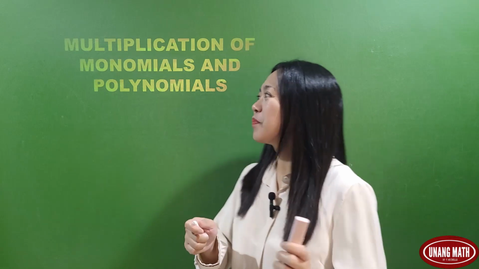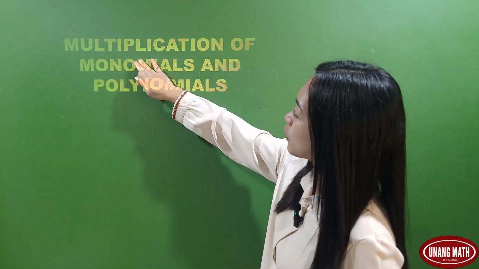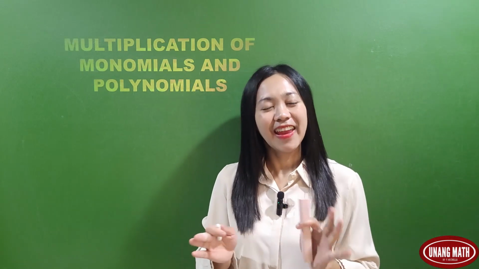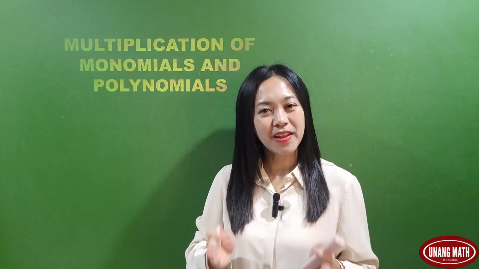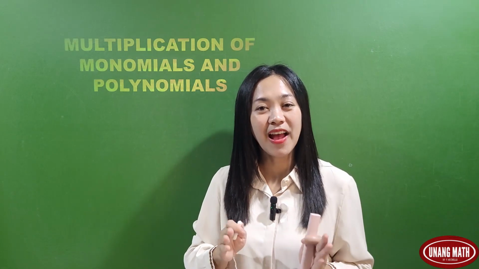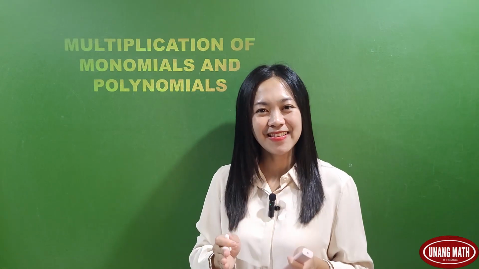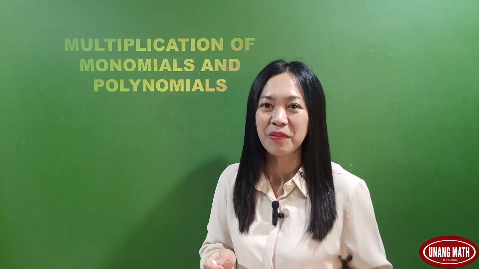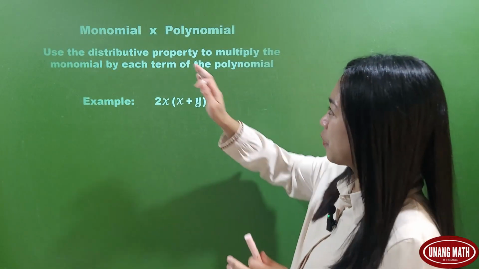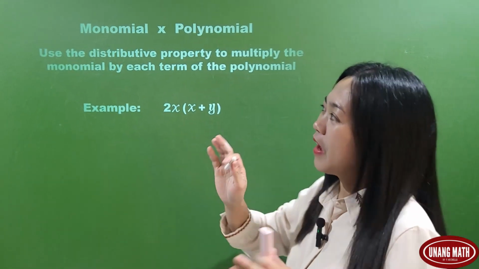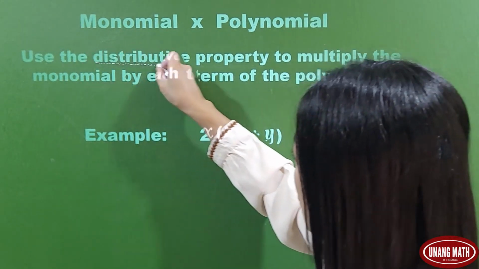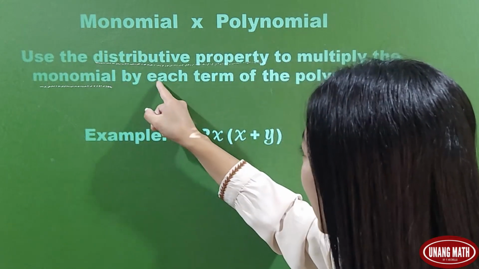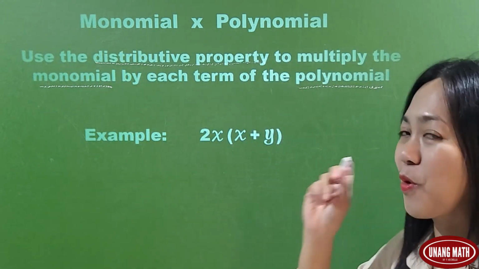In this episode, we will be covering the lesson about multiplication of monomials and polynomials. In the previous episode, we already studied how to multiply a monomial by another monomial. This time, we will be multiplying a monomial and a polynomial. So how do we multiply a monomial by a polynomial? We will be using the distributive property, that is, to multiply the monomial by each term of the polynomial.